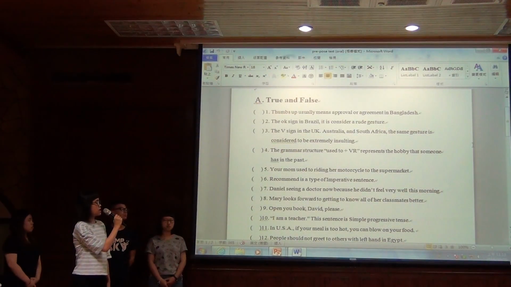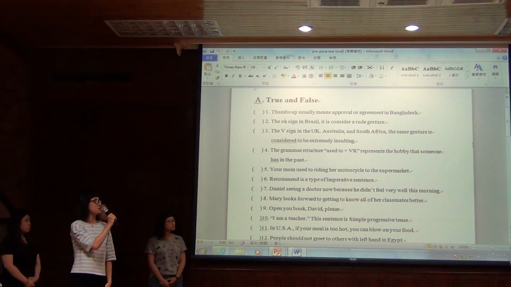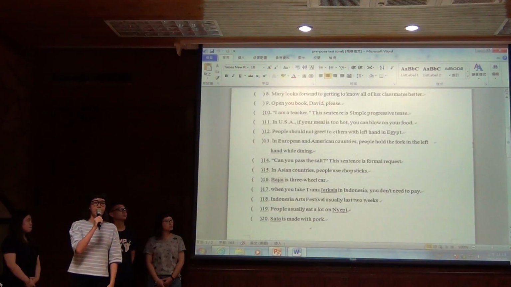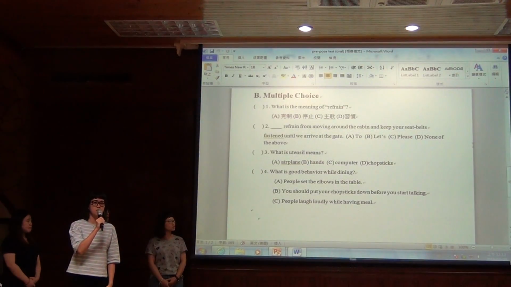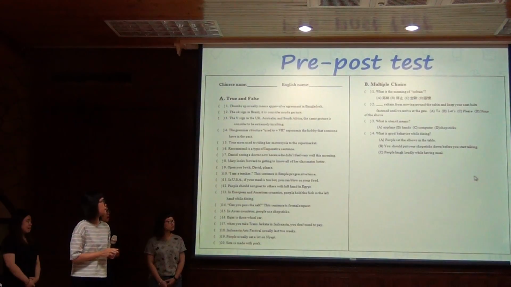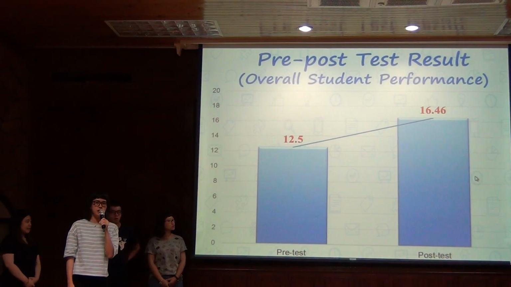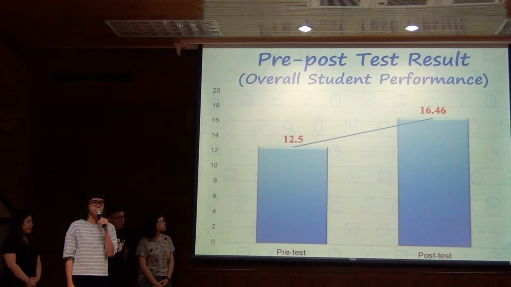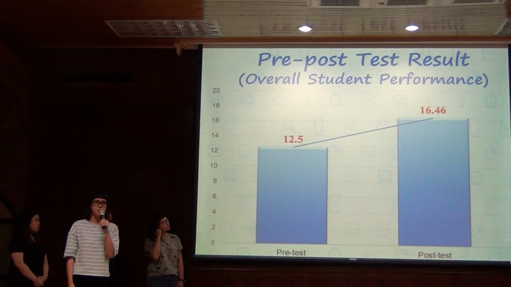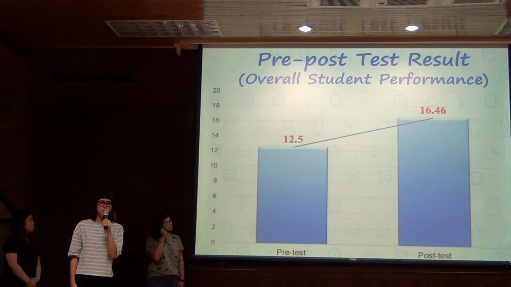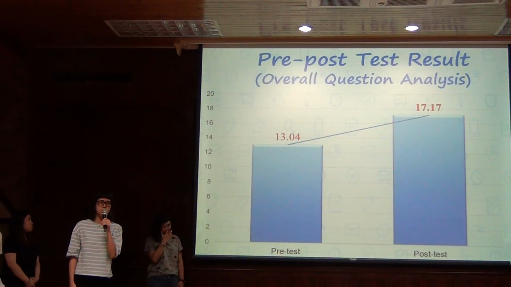And we have two types of questions. The first one is true or false, and the second one is multiple choice. Students' performance became better after they took the courses during this camp, from the beginning 12.5 to 16.46. They have improved almost 4 questions.